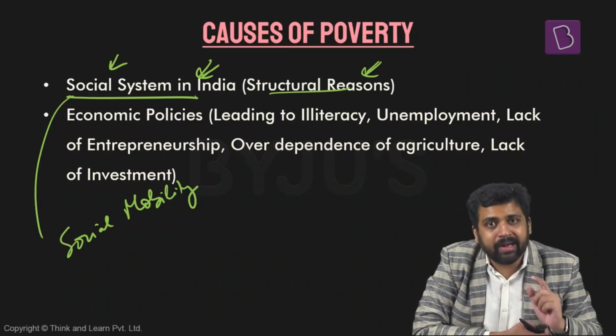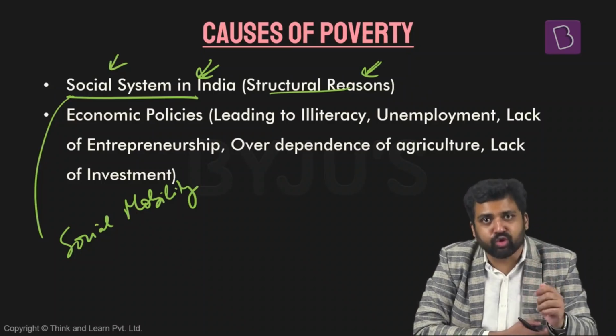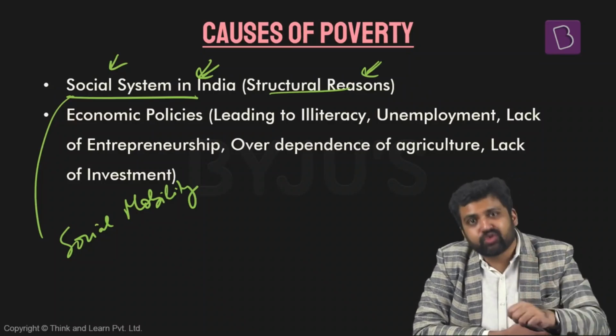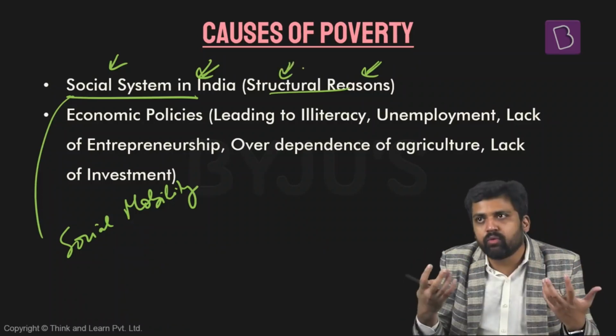A person might be talented, but that person cannot find an occupation which is suited for his talent. Different kinds of social restrictions imposed because of caste and other things restrict social mobility, which leads to a situation where people's talent is underutilized. People are not able to take up things which suit them, which they're good at. So these are some structural factors which have led to the prevalence of poverty.